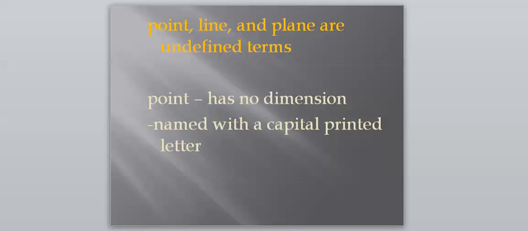The next three definitions are what we call undefined terms. The first one is a point. A point has no dimension, and it's named with a capital printed letter. We have a symbol that represents a point, but as small as I draw that point, there's always one that we can draw that's smaller. So this is how we represent a point. And a point is named with a capital printed letter. So there's point A, point B, point C. And it's very important that you use capital printed letters when representing points.